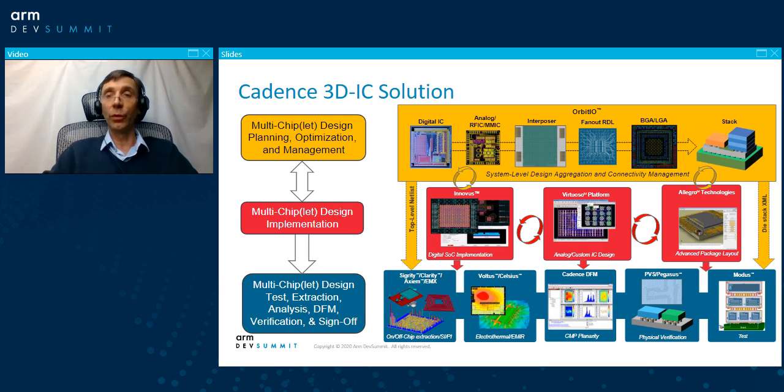So what we see here is a typical Cadence flow. It goes from Orbit.io at the top for the chiplet partitioning and floor planning, through implementation, may that be digital or full custom or package, and then we end with the sign-off tools at the bottom. So moving to the next slide.